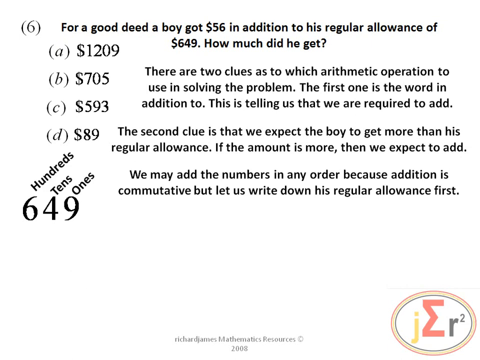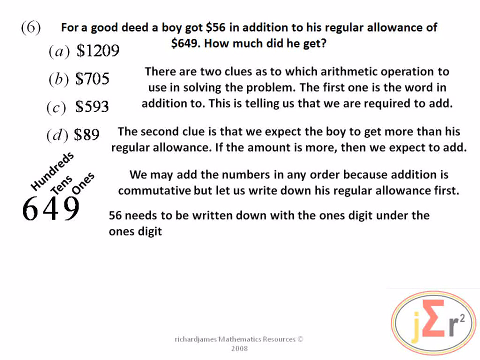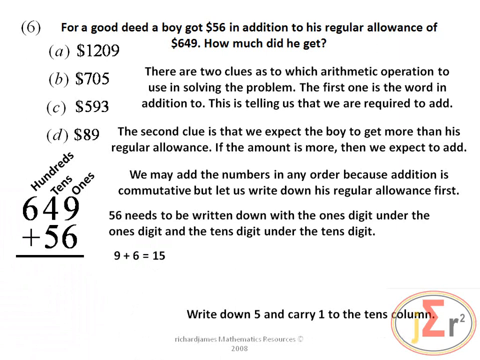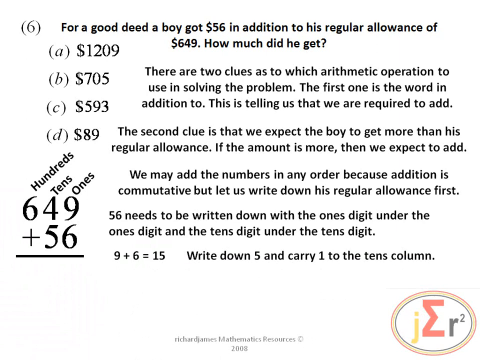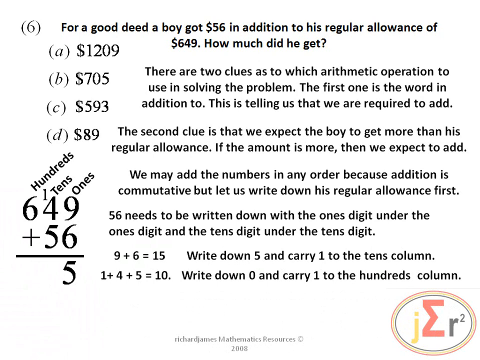And then, of course, we have the hundreds, tens, and ones, although it's not a complete necessity. But this technology has its way of making life very easy for us. 56 needs to be written down with the ones digit under the ones digit and the tens digit under the tens digit. Very nice. 9 plus 6 is equal to 15. So Jerry could take over from me right here. Write down 5 and carry 1 to the tens column. 1 plus 4 plus 5 is equal to 10. Write down 0 and carry 1 to the hundreds column.